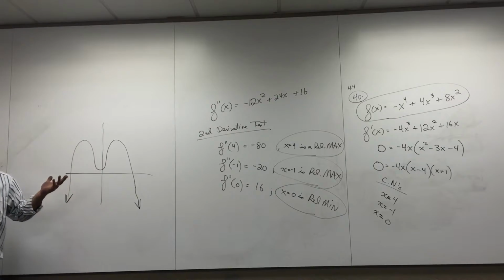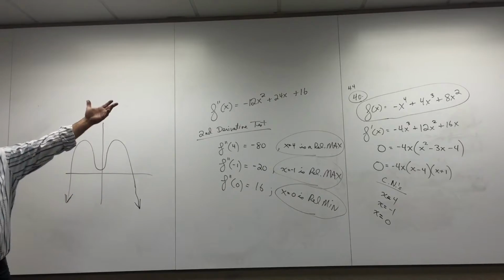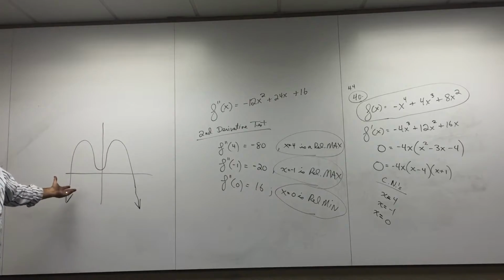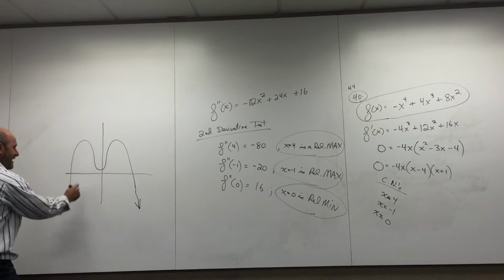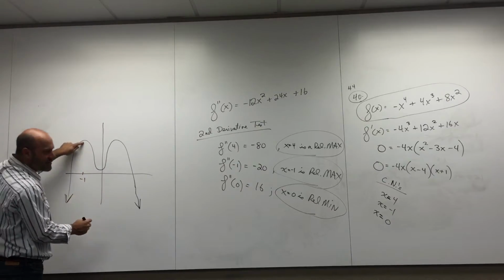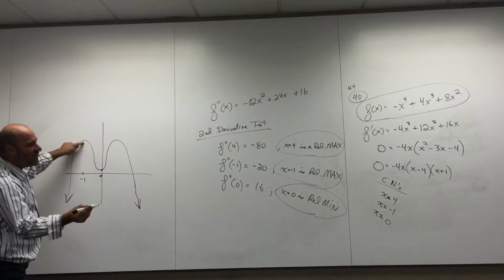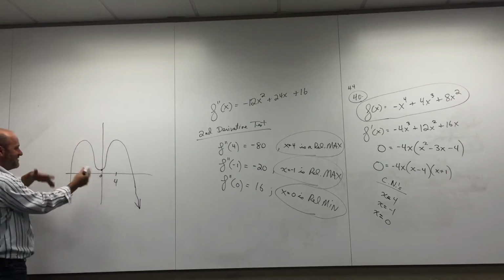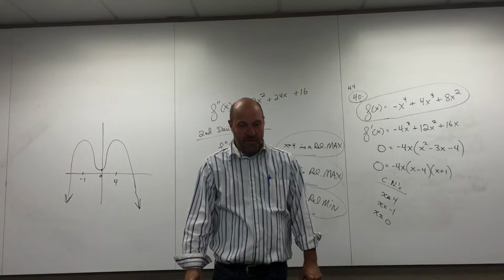I'm just recalling my algebra, and I know a lot of stuff if I recall my algebra. Anyway, that's very rough. But at negative 1 there was a max, at 0 there was a min, and at 4 there was a max. But whatever, just very roughly.